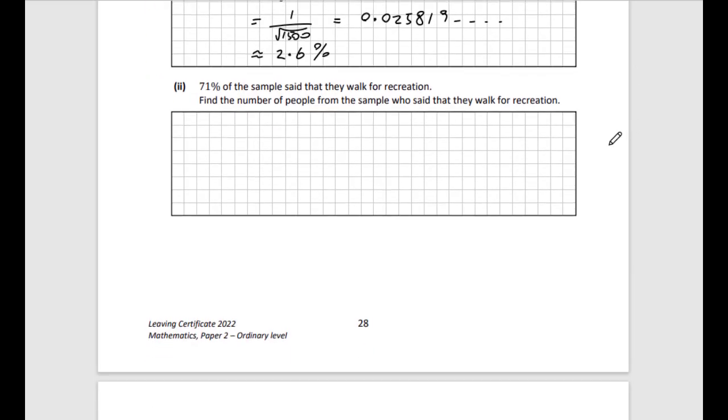71% of this sample said that they walk for recreation. Find the number of people from the sample who said that they walk for recreation. Okay, so all we've got to do then is just get 71% of 1,500. So that's 71 over 100 times 1,500, and that is 1065.